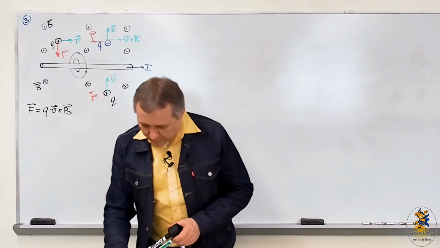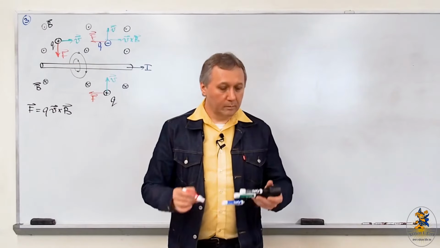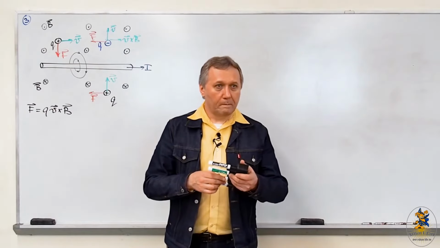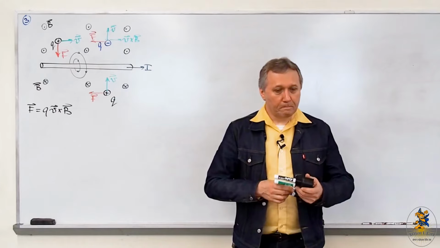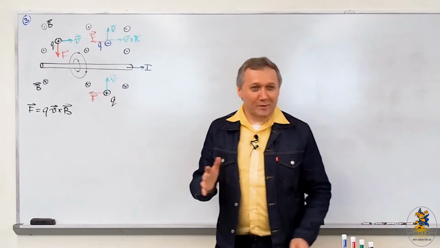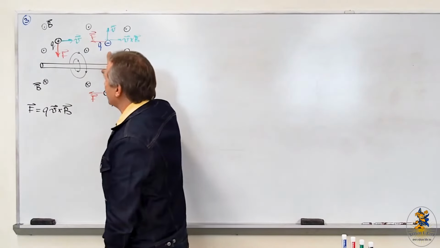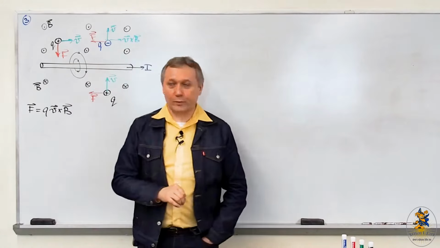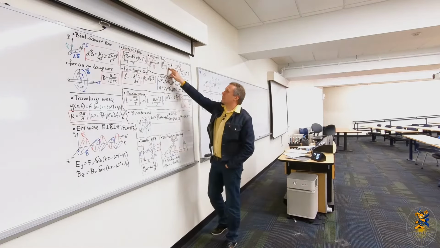Did I get this? I have a question. How come for the one up top, you put your hand like this, and for the one on the bottom, you put your hand like this? I just tried to match the directions of the vectors involved in the cross product, pretty much these two vectors, V and B.